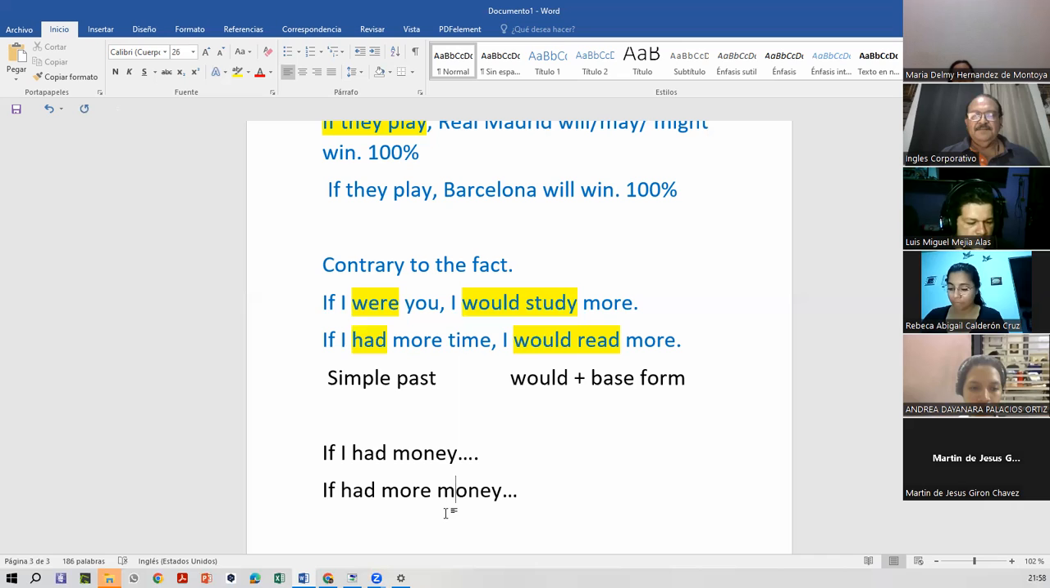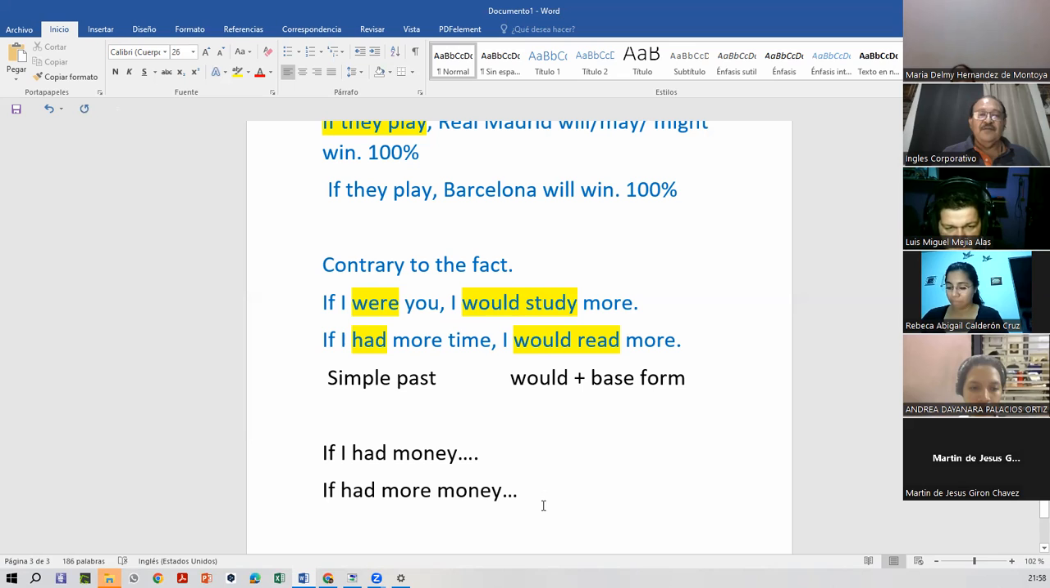If I had money, I don't have money. Okay, that's the reality. If I had more money, it means I had money. But if I had more, okay, then you say, for example, this is the difference, right? In this case, if you use more or not makes a big difference.